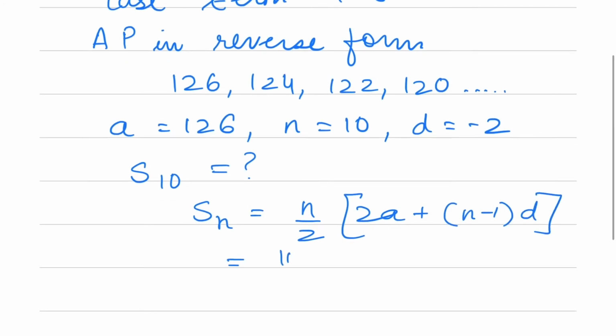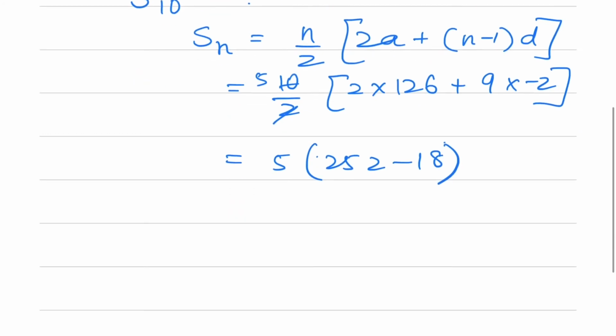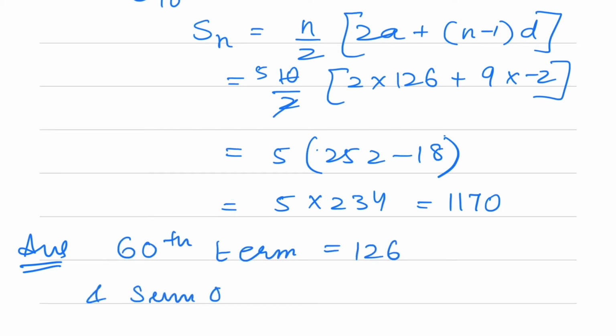So this is equal to 10 by 2 into 2 into 126 plus 9 into minus 2. So we have 5 here and 252 minus 18. So this is equal to 5 into 234, which is equal to 1170. Answer I can write down as: the 60th term is equal to 126 and the sum of the last 10 terms is equal to 1170.